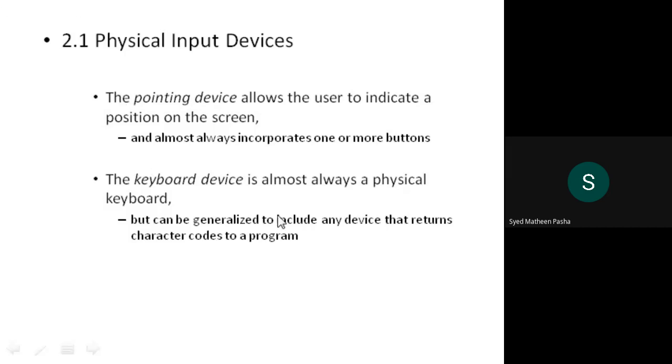Then what is a keyboard device? A keyboard device is almost always a physical keyboard. There is a virtual pointing device as well with respect to the system. That is another advance coming onto the keyboard. It might be a software part as well, right? Can you give an example for that? That is a virtual keyboard, which is basically used for security purposes. There is a physical keyboard as well.